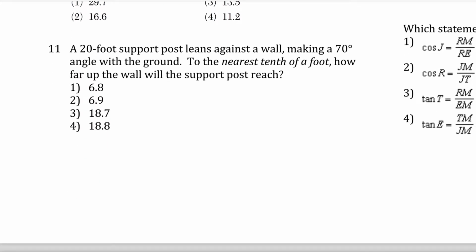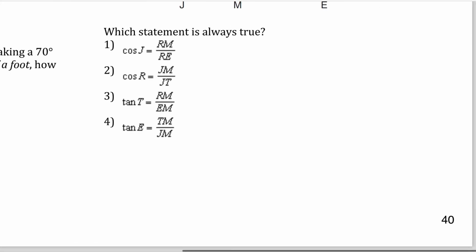This one is a word problem, so it's a little bit harder, but it's still very basic. You have a wall, and you have a post leaning against it, making a 70-degree angle. How far up will it reach? We know that the post is 20, so tan 70 equals x over 20, x is 18.8. Exactly, perfect. Okay, great, very easy.